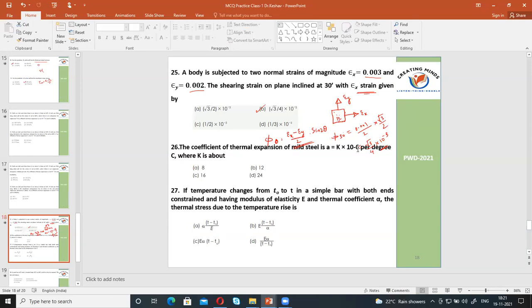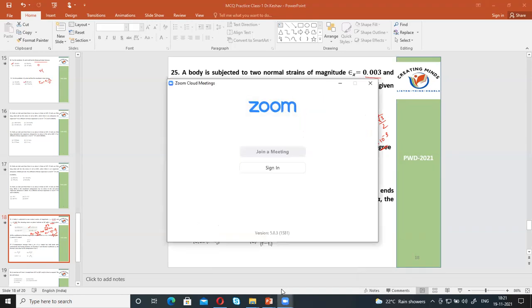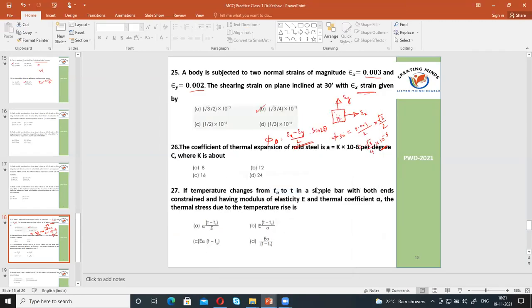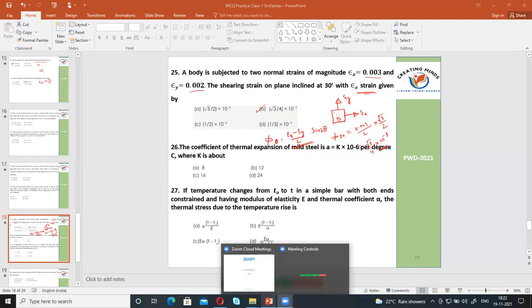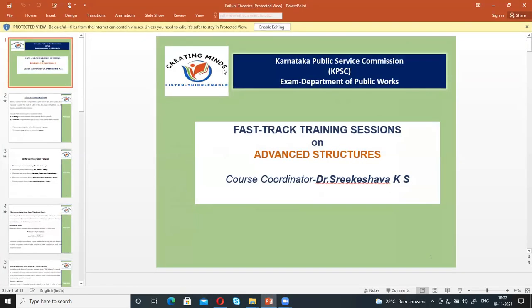Okay, clear? Shall we move on to the next topic? Any doubts in this particular topic? If you have any doubts, please inform me, I will clarify your doubts, or else I will move on to the next, a very, very important topic. The topic is failure theories. Students, any doubts? Shall I move on to the next topic? Okay. This next topic is failure theories.